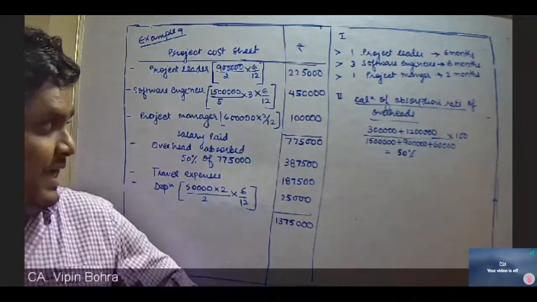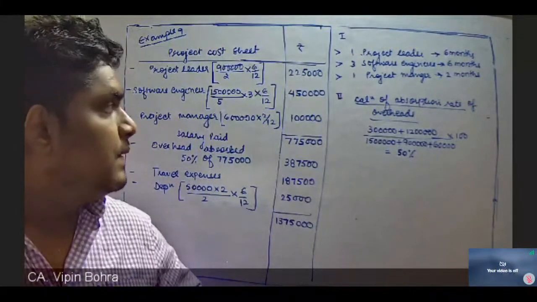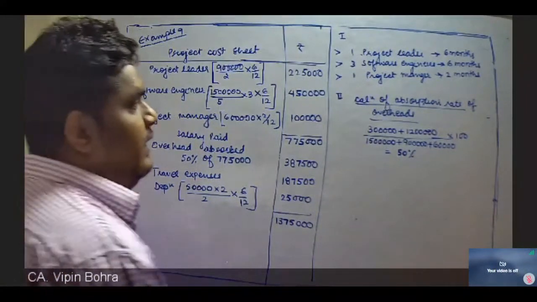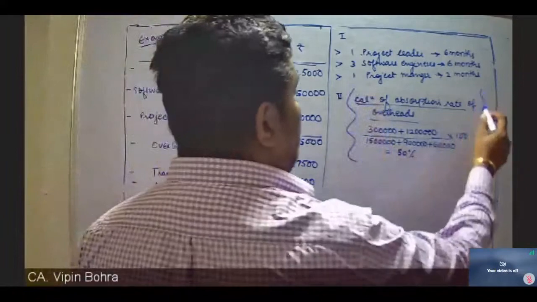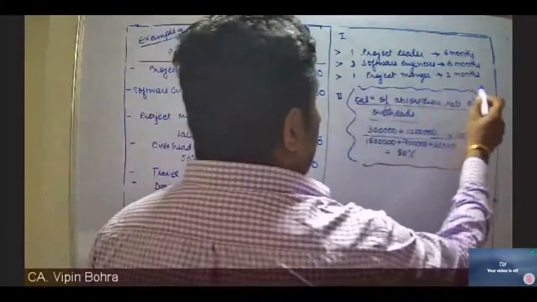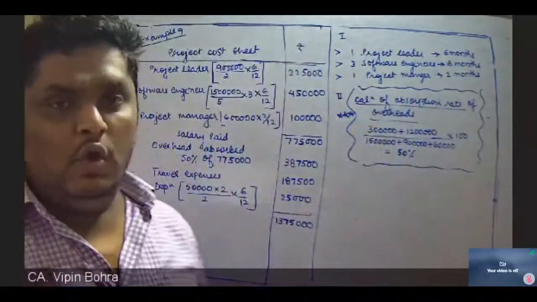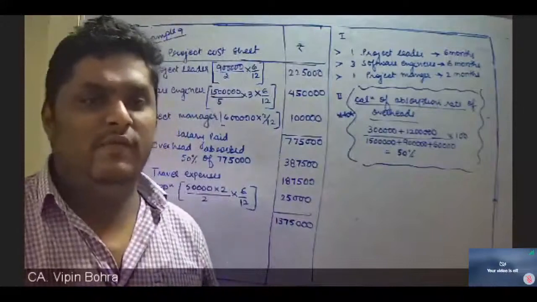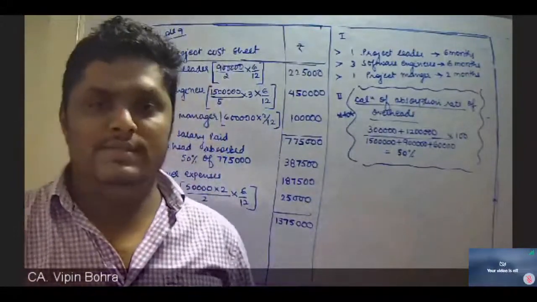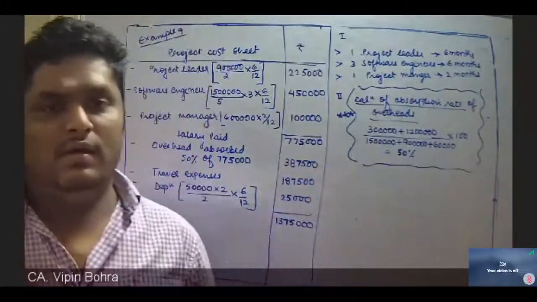If you guys have any queries, you can raise it. Any questions, any doubts? Why I have calculated the absorption rate? It is very important. Since there is no basis given for repairs and maintenance, that's why I have absorbed all the overheads on the basis of percentage of the salary paid to the staff.